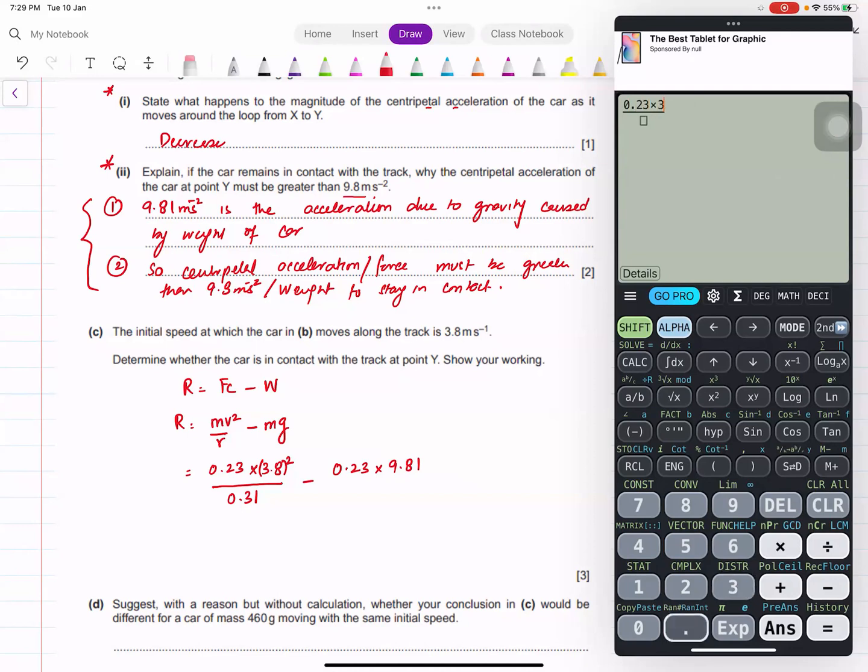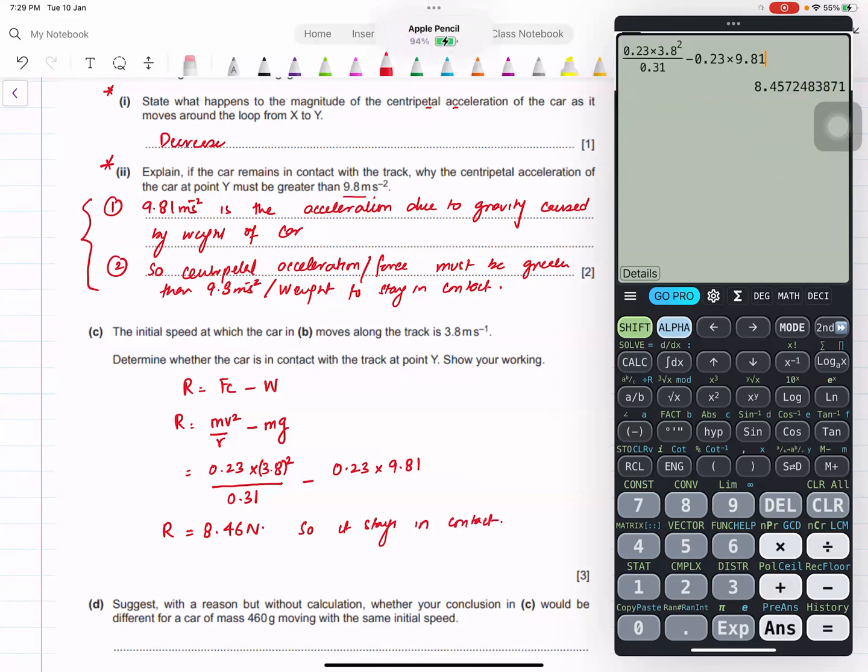0.23 times 3.8 squared divided by 0.31, minus 0.23 times 9.81. If you see, your answer for R, the reaction force, comes out to be 8.46 newtons, right? So it stays in contact. If the reaction was 0, it would not stay in contact. Do you guys understand this?